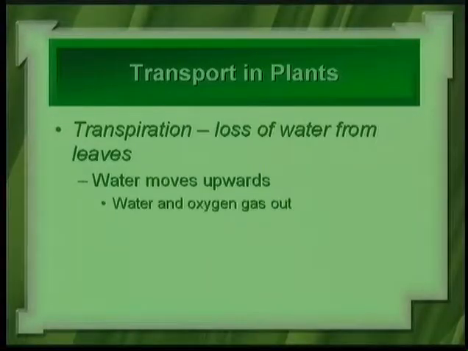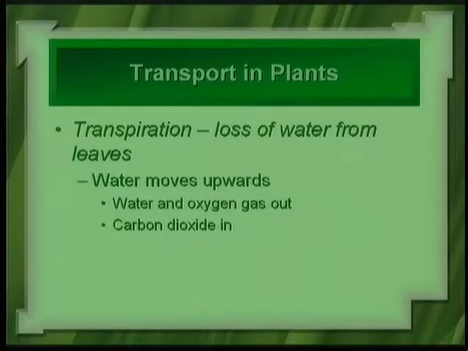So in a plant, water moves upwards, from the roots into the stem, into the leaves, and out of the leaves through the process known as transpiration. What happens is that water moves out through the stomates. Oxygen gas is a byproduct of photosynthesis, so water and oxygen gas move out of the leaf.